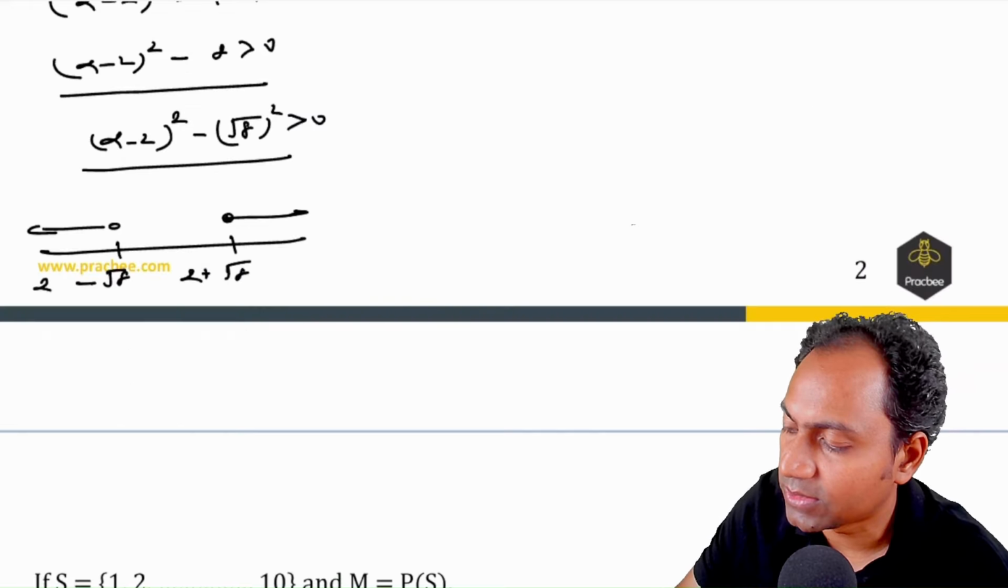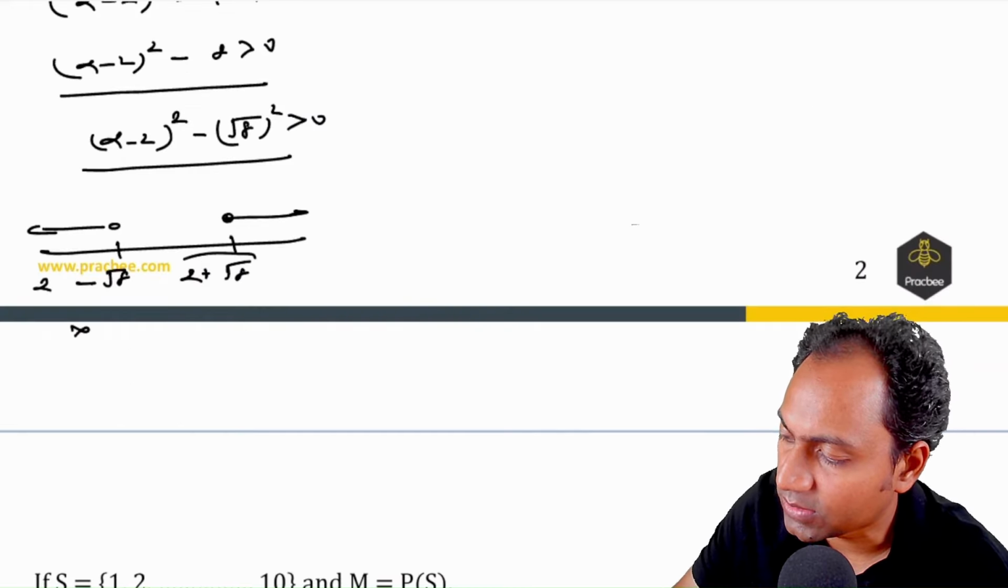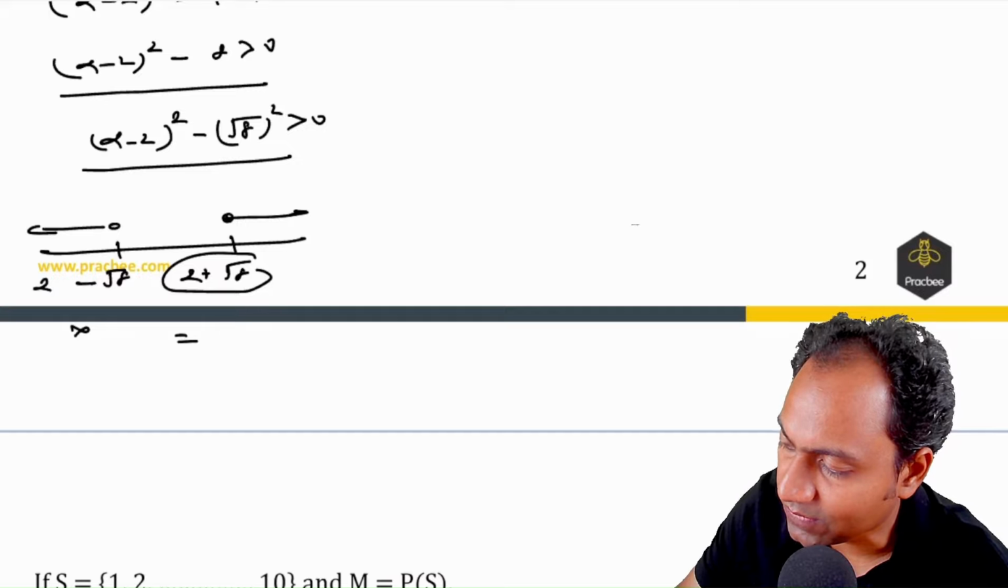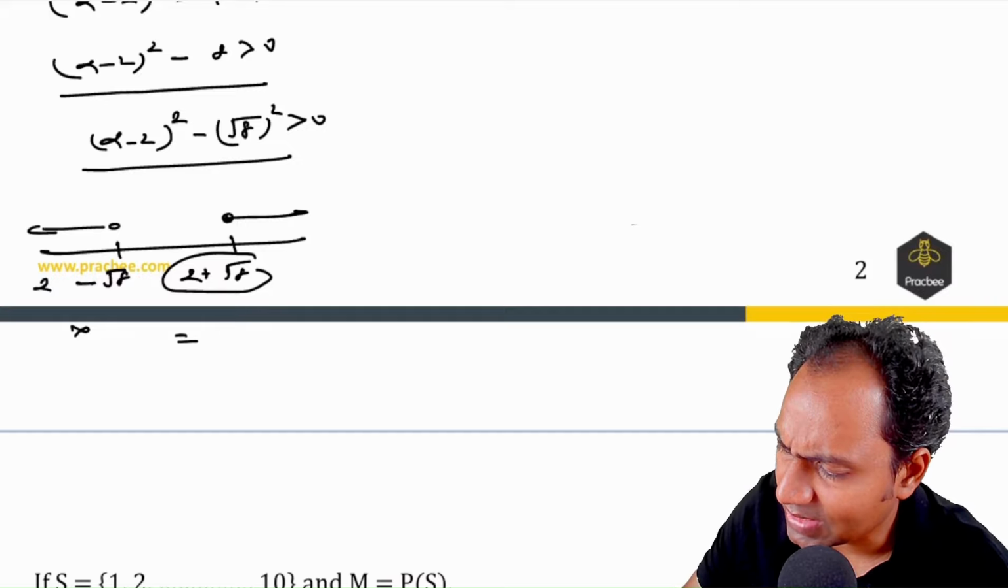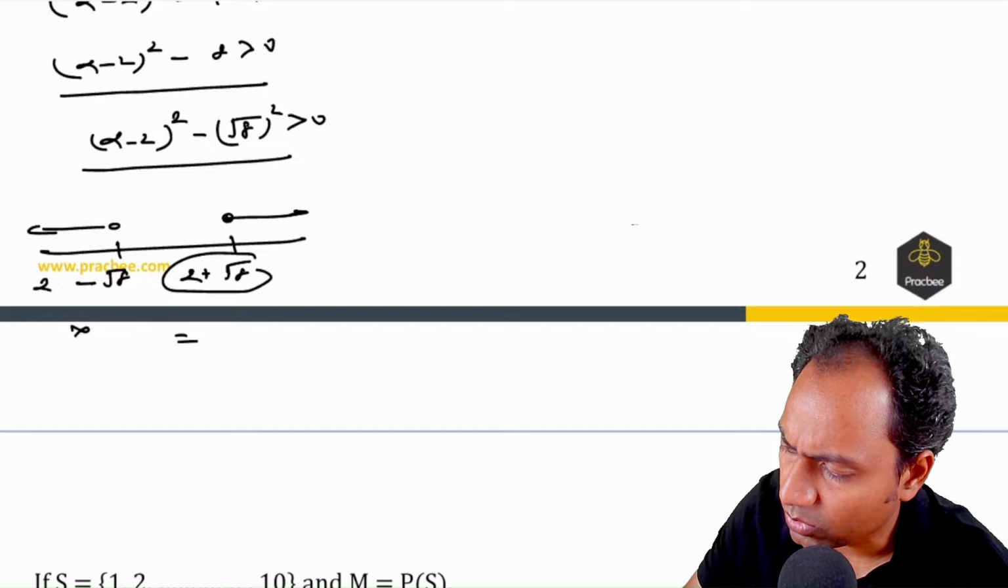Now if this is always negative, this is of no relevance, this value is of relevance. So if I find this value, root 8 will be slightly lower than root 9. So this value is slightly less than 2 plus 3, 5.